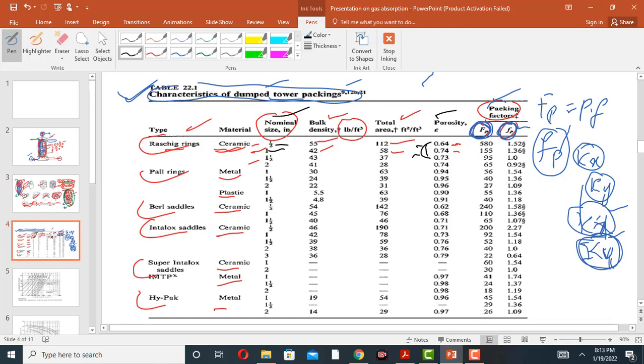Similarly, as the size increases, the packing factor decreases. This factor also decreases as the size of the packing material increases. So as the size of the packing material increases, the density decreases, the total area decreases, the porosity increases, and the packing factor decreases, and this one also decreases. From this graph or otherwise you can also calculate.